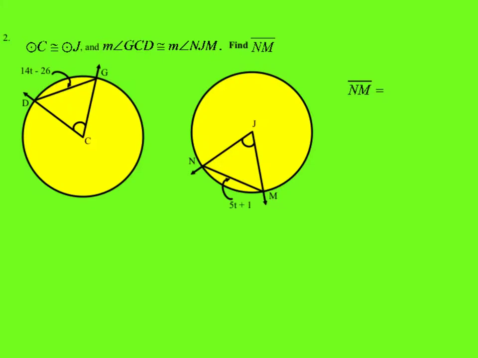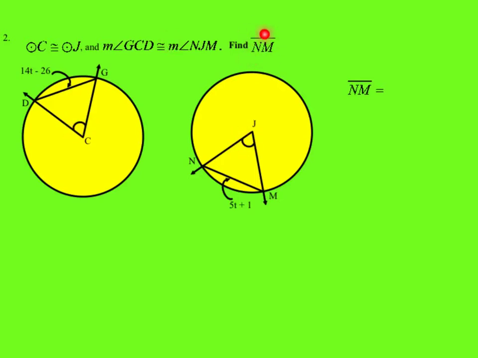Alright, this guy employs all of that. So first thing here, we'll just read that information. Circle C is congruent to circle J. So we have that circle C and circle J. We have the measurement of GCD congruent to NJM, and that's marked after all. We have these little arc marks here telling us that they're congruent, so we don't really need this, but in case you didn't know what these mean, that's what it's telling us.